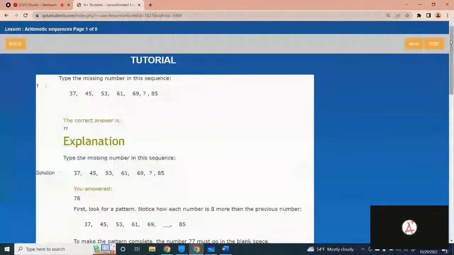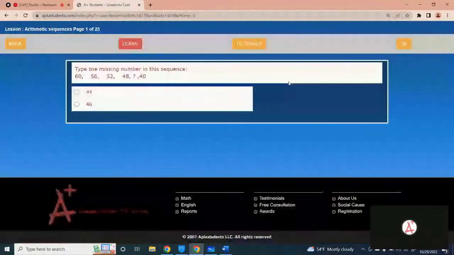Okay, so we already know what arithmetic sequences are. Let's start with the first one. So here you have to find the missing numbers. Got it? Okay, the first one is: type the missing number in the sequence.